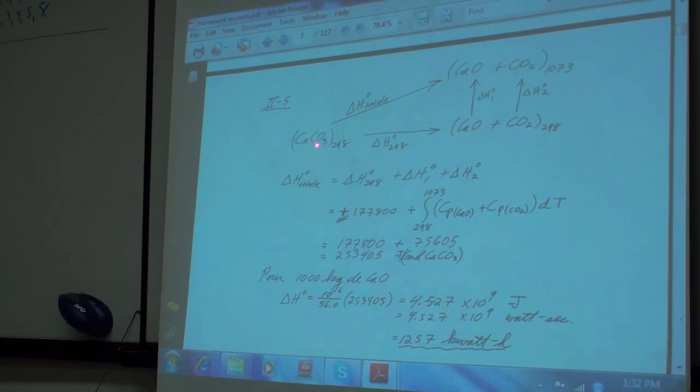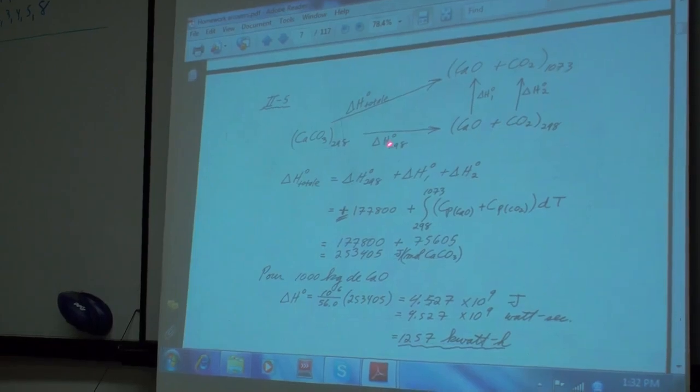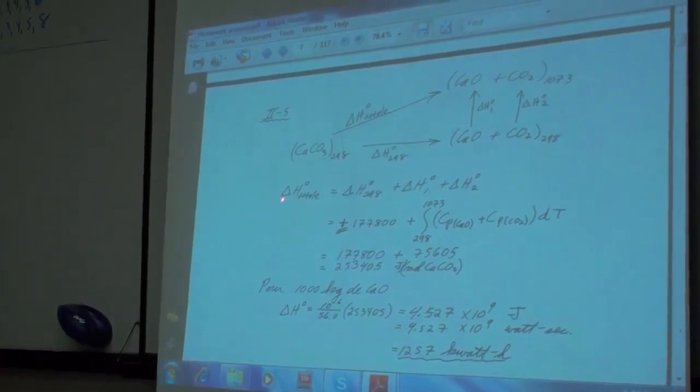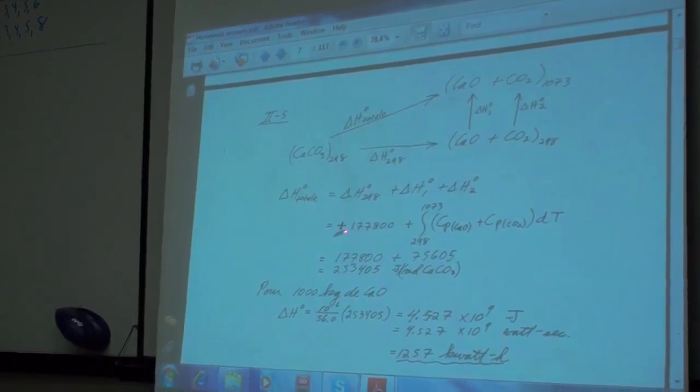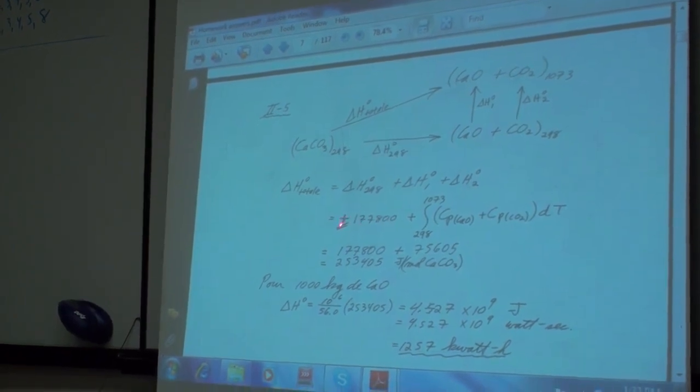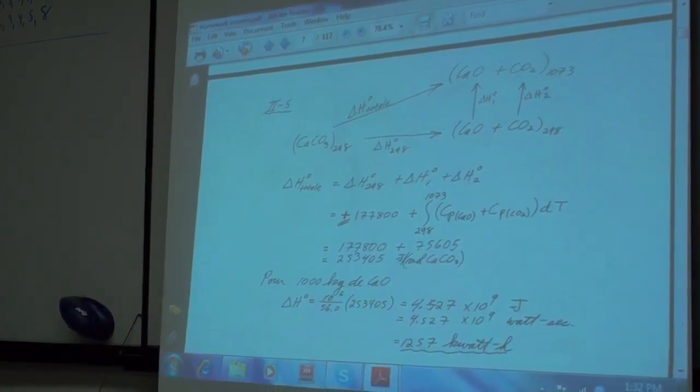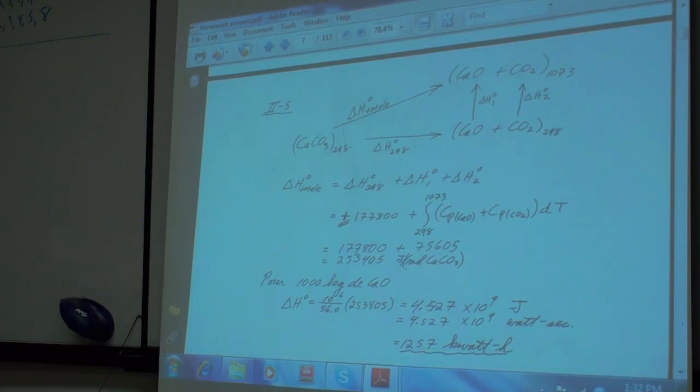Okay, so we assume that CaCO3 dissociates at 298, and then we heat up the products, because these can be calculated. That's the only reason we do it. This isn't what really happens, but it's the same delta H. So the total delta H is delta H 298 plus 1 plus 2, and the delta H total is 0. Delta H 298 is given as 177,800. That's positive. It's an endothermic reaction. You have to supply energy, plus you also have to supply energy to heat the products up.